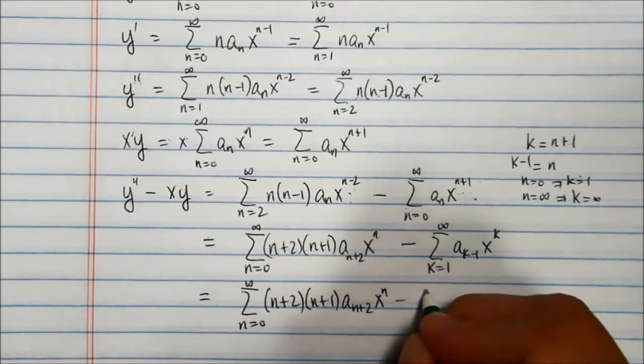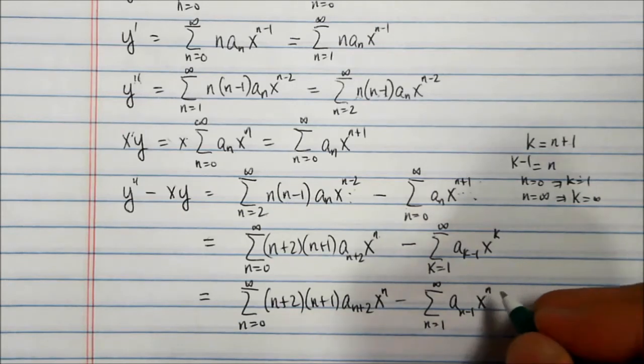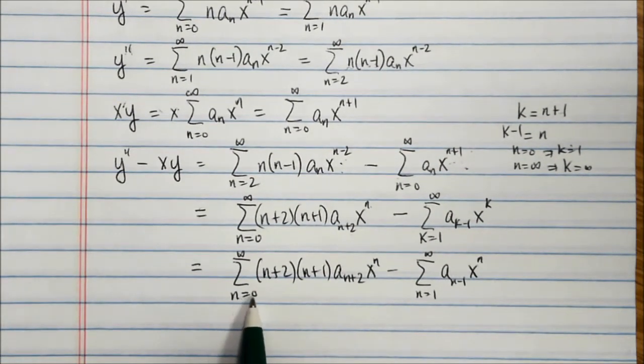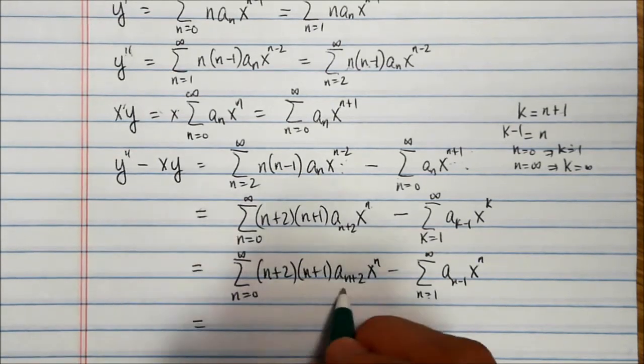And then the second sum, let me change it back to n's, n equals 1 to infinity a sub n minus 1 x to the n. Now I will combine these, except for one little catch. The first sum starts on 0. The second sum starts on 1. So let me peel off the n equals 0 term here.